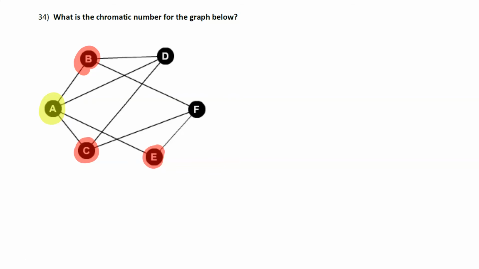We can use a third color now to color D. It is also adjacent to vertex A. Now when we get to vertex F, we can start over again with using yellow. This gives us a chromatic number of 3.